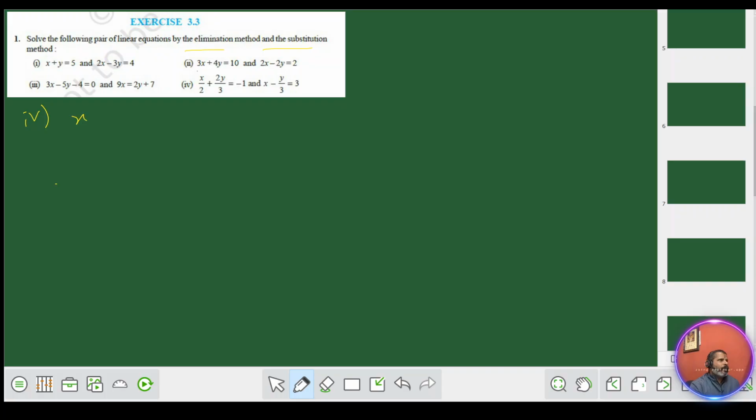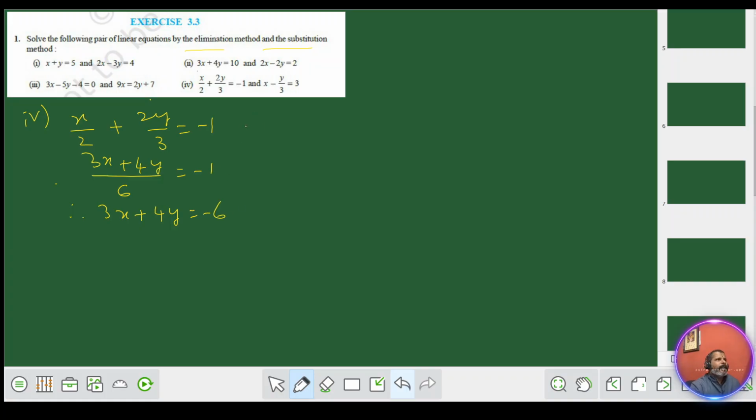x by 2 plus 2y by 3 equals minus 1. We take the LCM and make this simple before we start. So the LCM is 6. 2 threes are 3x, 3 twos are 4y, equals minus 1. Therefore, the equation is 3x plus 4y equals minus 6.